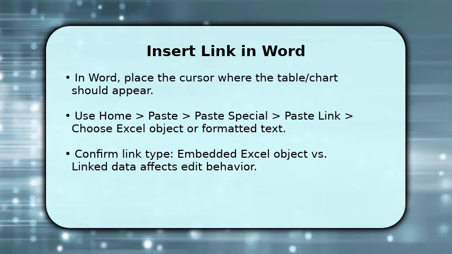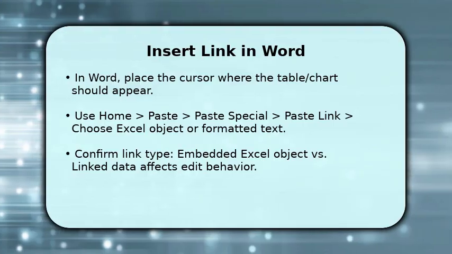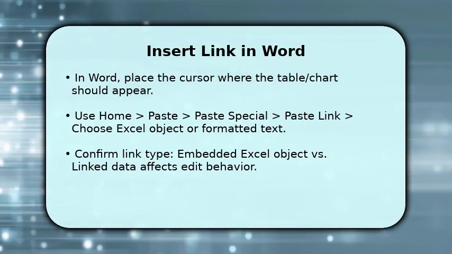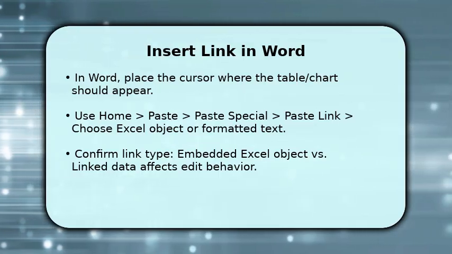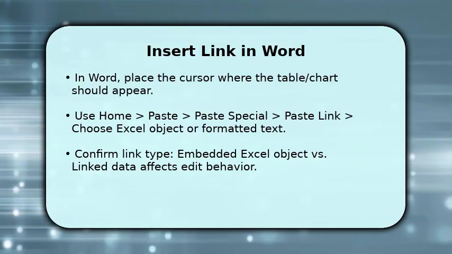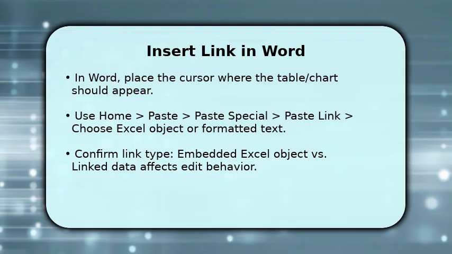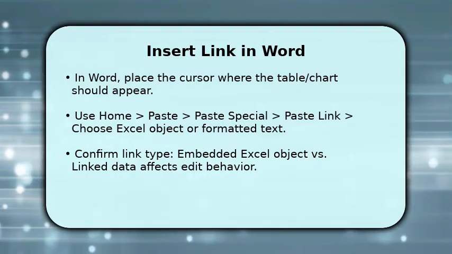With your cursor placed in Word, use Paste Special and choose Paste Link to insert the Excel selection as a linked object. Once done, pick the appropriate format, link as an Excel worksheet object to retain formula behavior or as formatted text for static layout with updates.